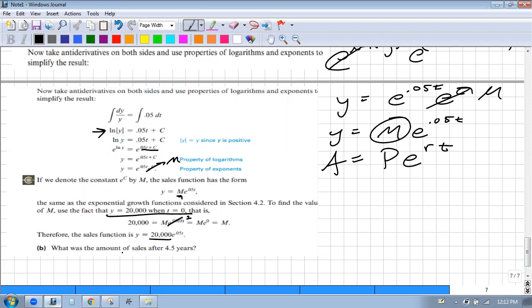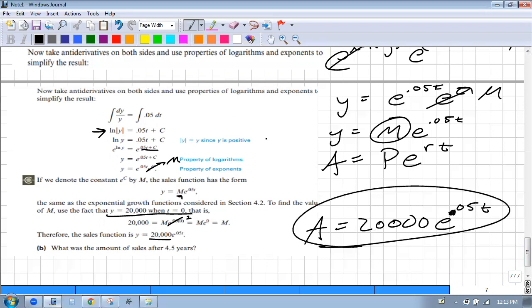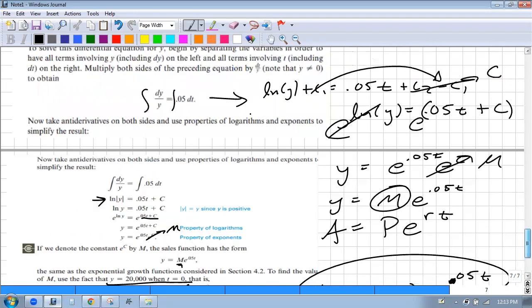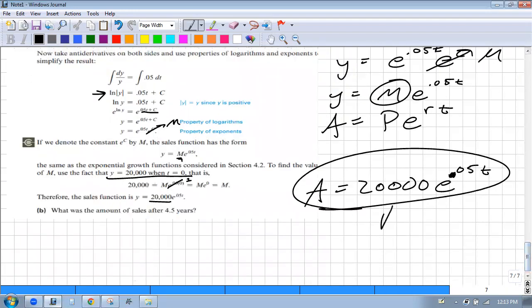So we already knew, again, we just wrote it down. We're like, oh, it's going to be 20,000 e to the RT, right? Y'all already knew this. Y'all could have just written this down, but instead we started off with this and we derived this formula. So what was the amount of sales after 4.5 years? Just plug in 4.5 for t, all right?